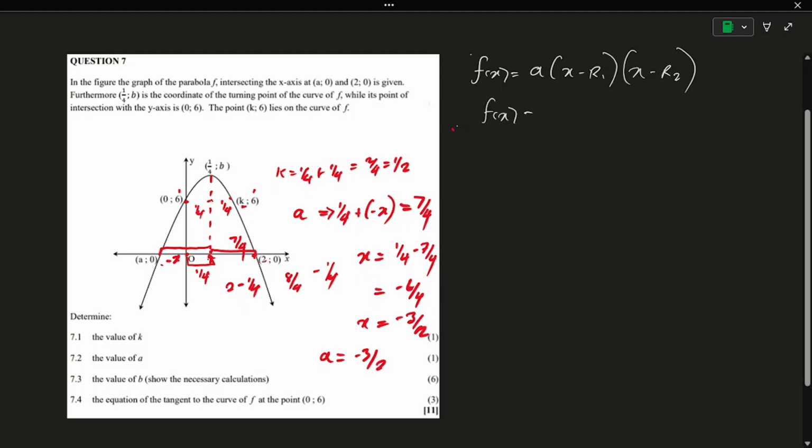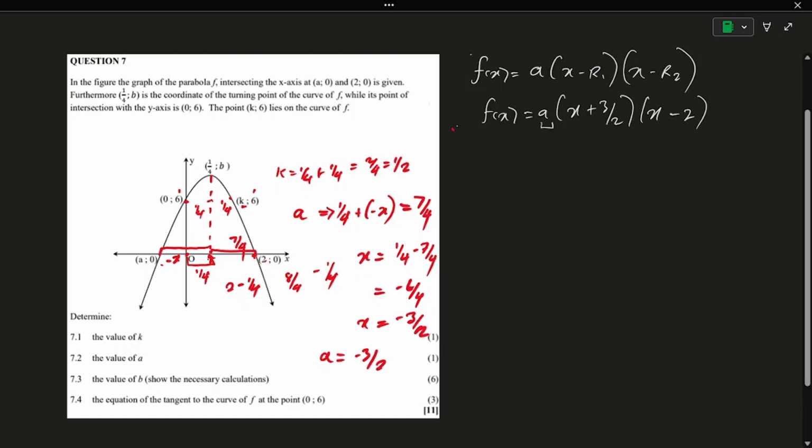So f of x being equal to a. X, what is our first root? Our first root is negative 3 over 2, but will become positive 3 over 2 because the negative will cancel. So there's 3 over 2. X, our second root is 2, but it will become minus 2 because the negative will multiply. Now we are left with only finding a.